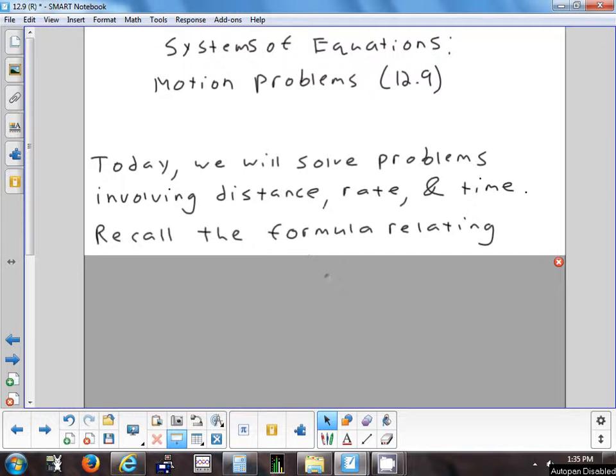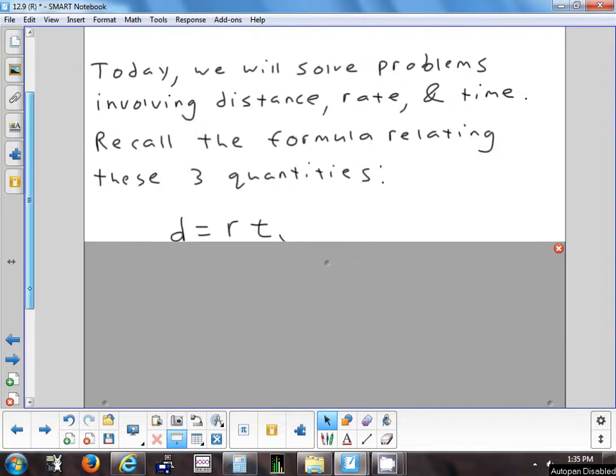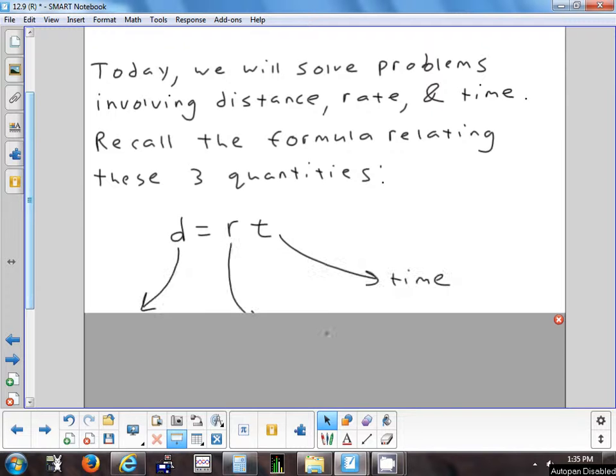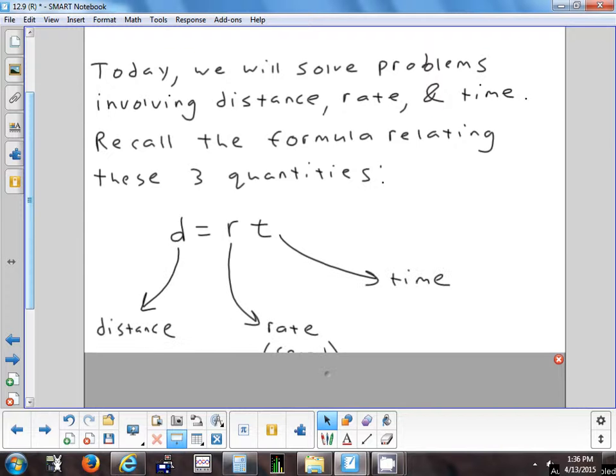What was that formula? We just went over it. Distance equals rate times time. Should be pretty straightforward what they all stand for. D is your what? Distance. R is your rate, or your speed, how fast, and T? Time.